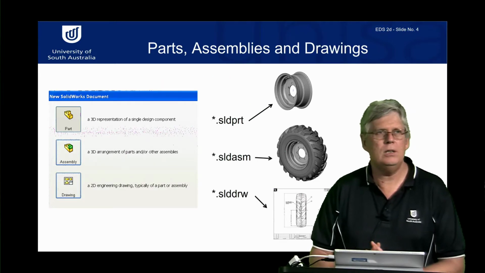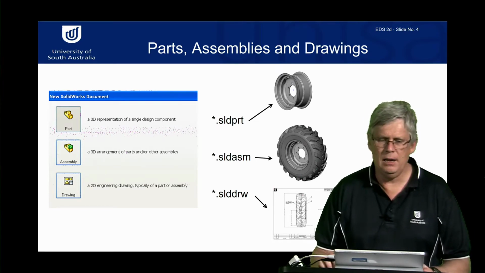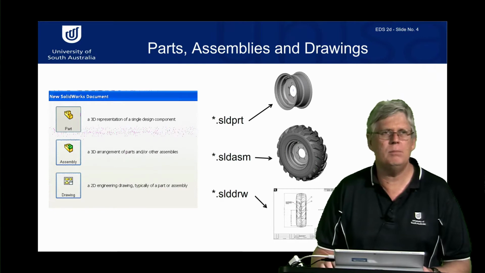So in SolidWorks, we have a range of choices. We can create a part, assembly, and a drawing. So in here, multiple parts are put together as an assembly, and then those assemblies are shown on a drawing.